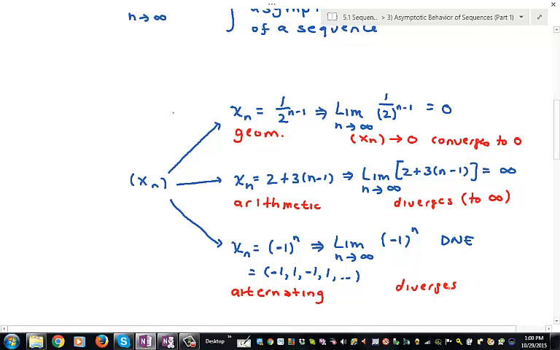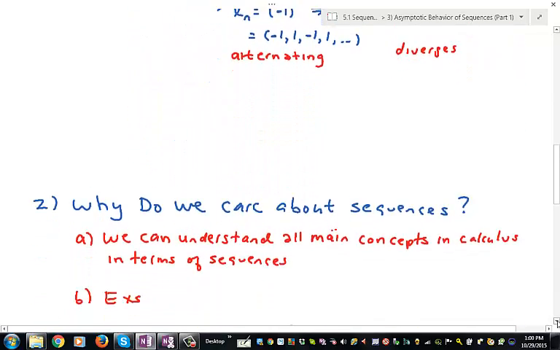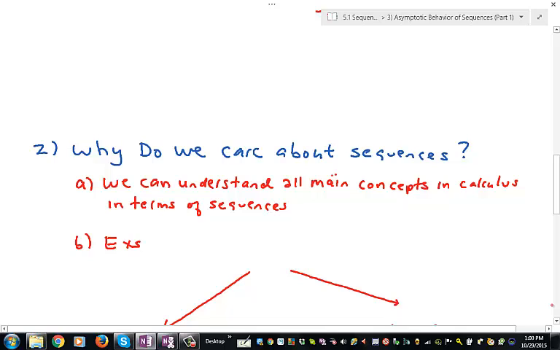Now you might ask, well, why are we interested in the asymptotic behavior of sequences? And it turns out that they really are the cornerstones of calculus. We can understand all of the main concepts in calculus purely from the point of view of sequences. And I want to illustrate that by showing you how both the derivative and the integral can be thought of purely in terms of sequences.